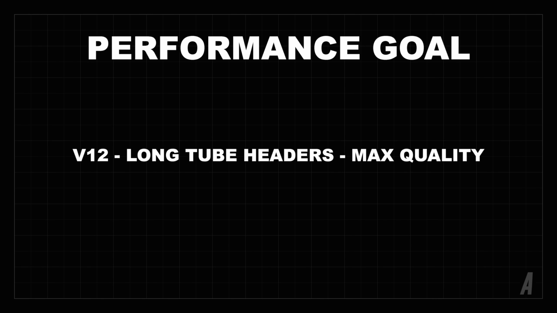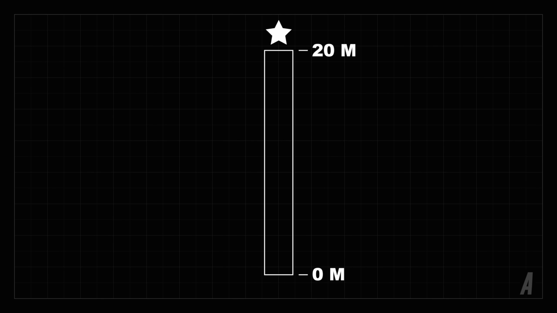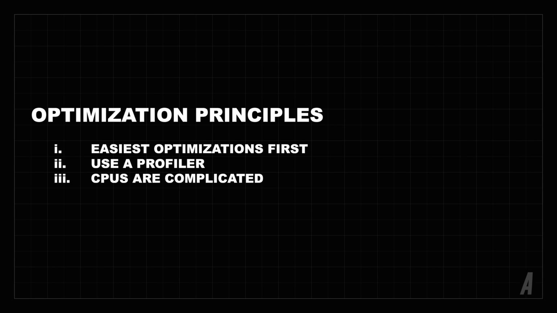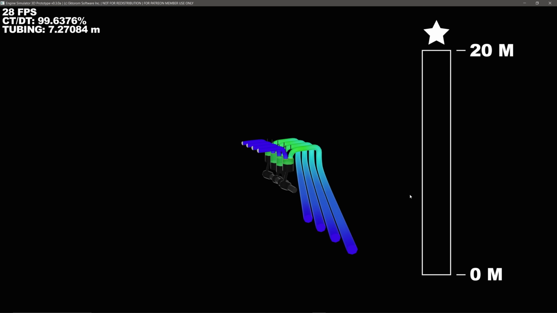My goal with Engine Simulator is to simulate a V12 with long tube headers at maximum quality on my hardware, namely the Intel i7-8700K. Right now, we're well short of the 20 or so meters of tubing that we'll need for this goal, so we need to optimize further. I started with minor changes that didn't significantly impact code readability. These were very simple things like replacing standard library calls with faster alternatives, or eliminating redundant computations. With those simple fixes, the real-time factor was brought down to around 80% for the test engine that we looked at earlier, allowing us to simulate around 7 meters of tubing.